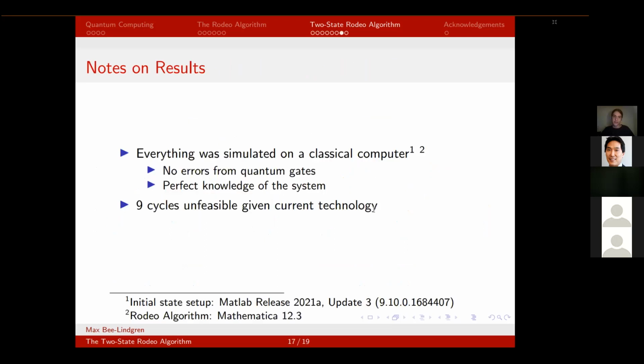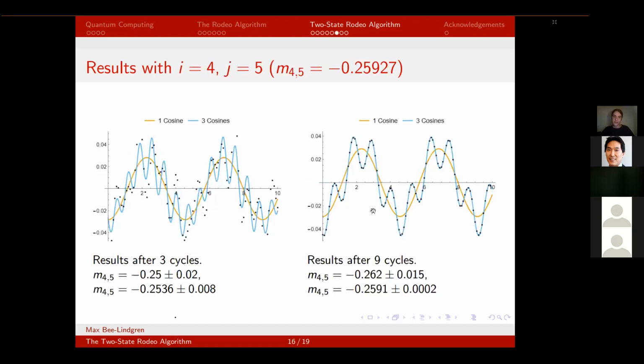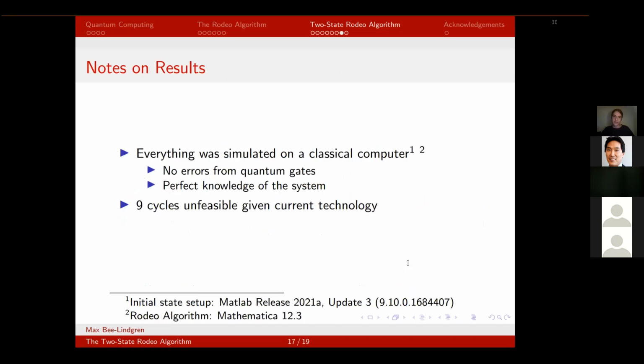So I will say some notes and caveats to these results. We simulated these on a classical computer, so there were no gate errors, and we were able to have perfect knowledge of the system. In reality, these estimates would have more error, as we don't exactly know the spectral weights of the energy eigenstates. So there'd be error from that in addition to the error from the fit.